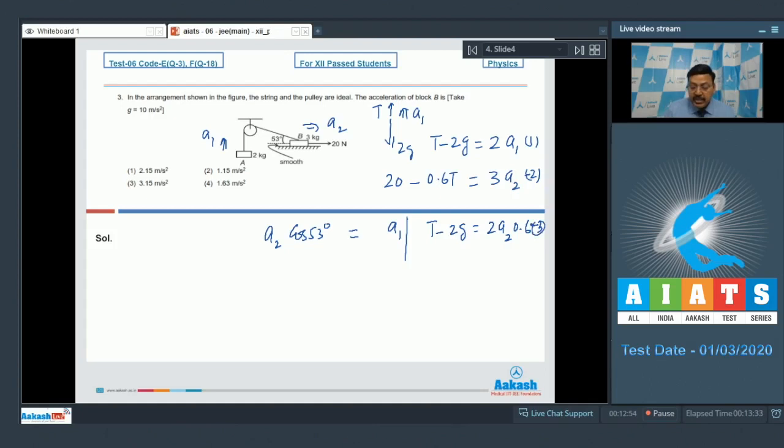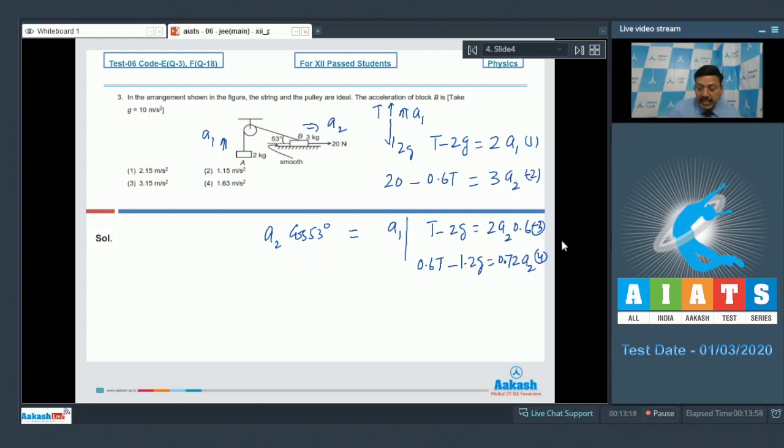So to eliminate tension, well, let's multiply equation 3 again by 0.6. So what we have is 0.6T minus 1.2g is equal to 0.72A2, right? So that is what we are getting on simplification. Let's call it equation 4, and we now add equations 2 and 4.